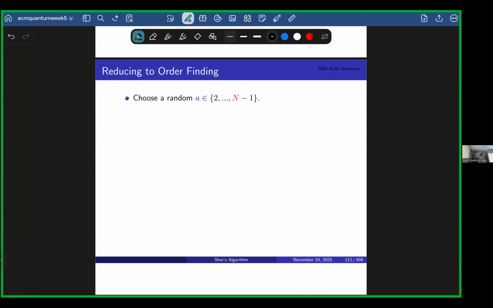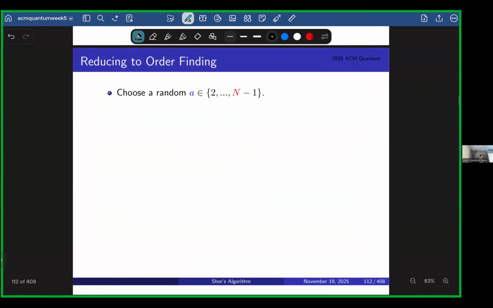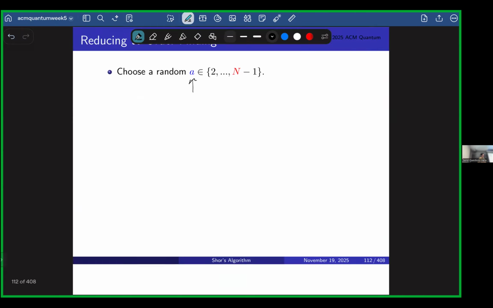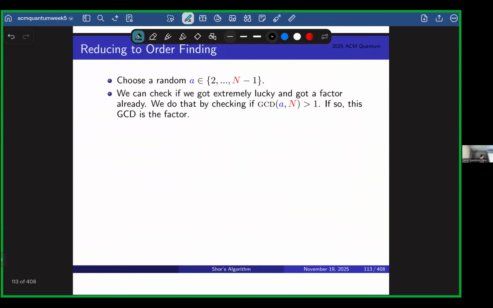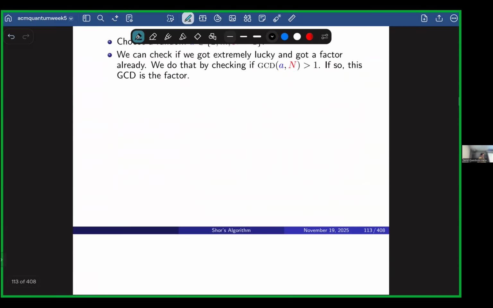Okay, so this is the reduction from factoring to order finding. You just choose a random number called a between 2 and n minus 1. We just don't include 1 and n because they become trivial. It'll be in blue from now on so that you know it's that random number. You can check if you got lucky, and if you already found a factor, then you're done. But that's almost never going to happen, especially when n is large.